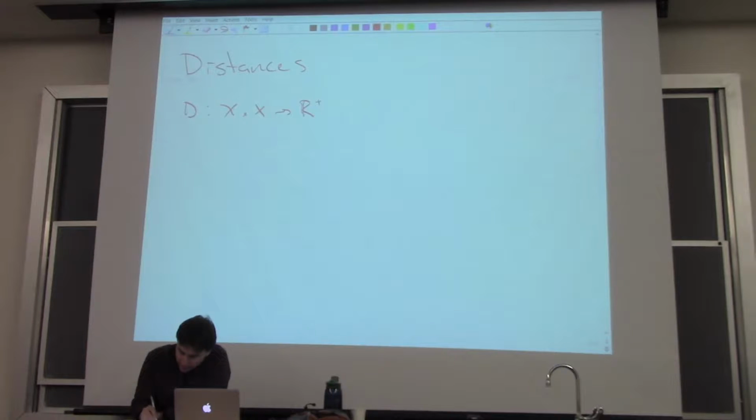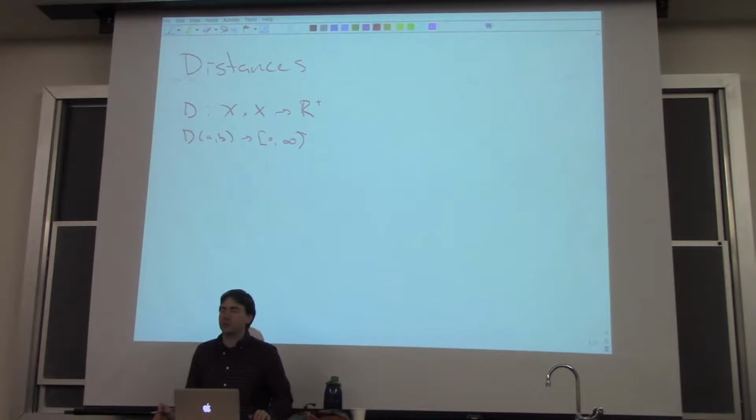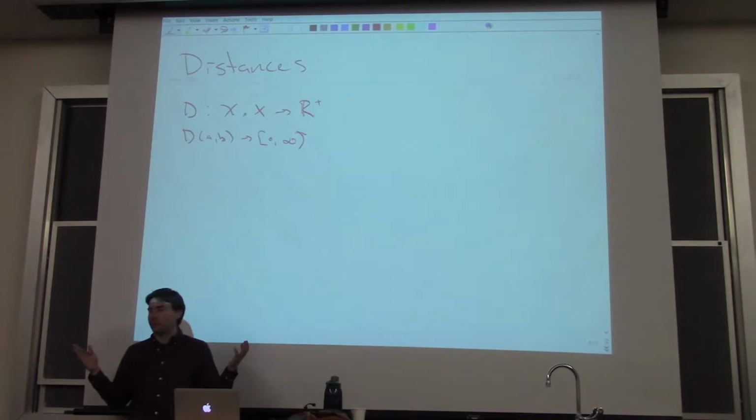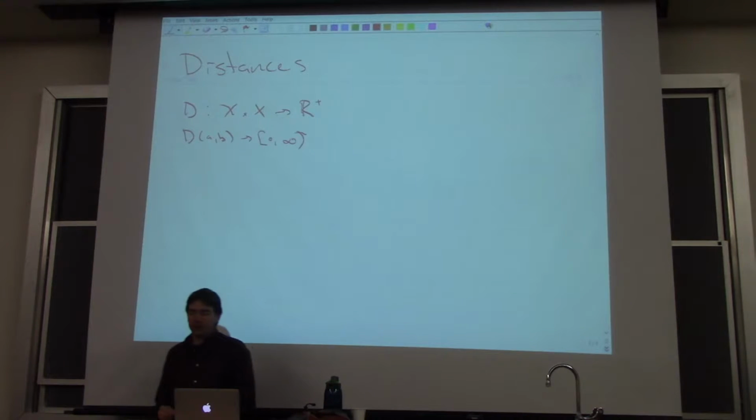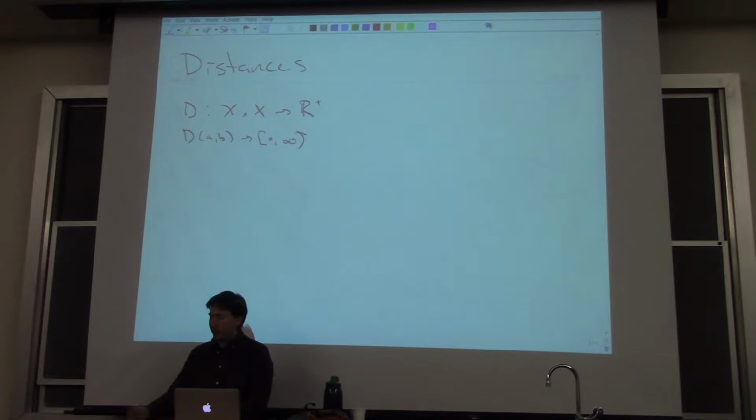So for example, D, you could say two objects A and B goes to some value between 0 and usually infinity. There are some cases where it has a more restricted range, like between 0 and 1. So the Jaccard distance we talked about has a restricted range here, but this is more general. And most of you probably have heard of distances.